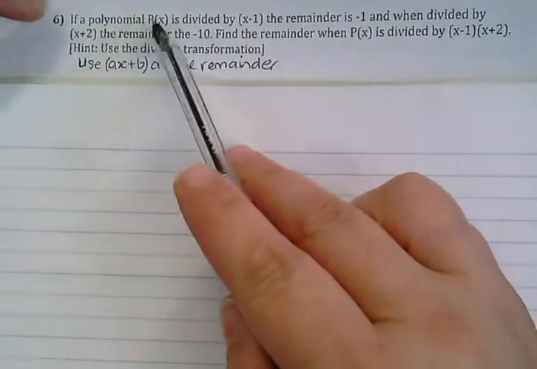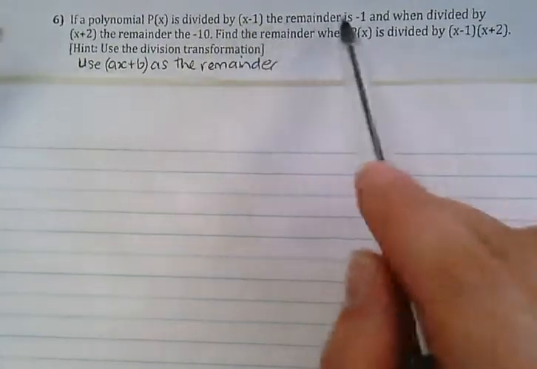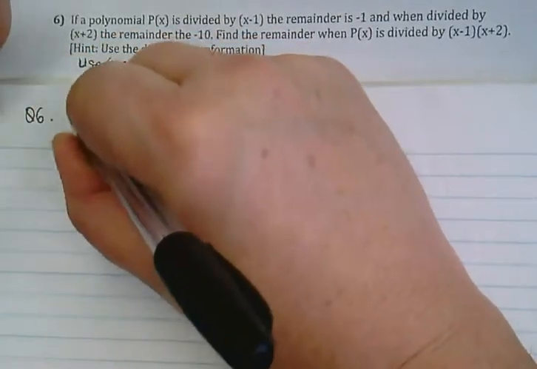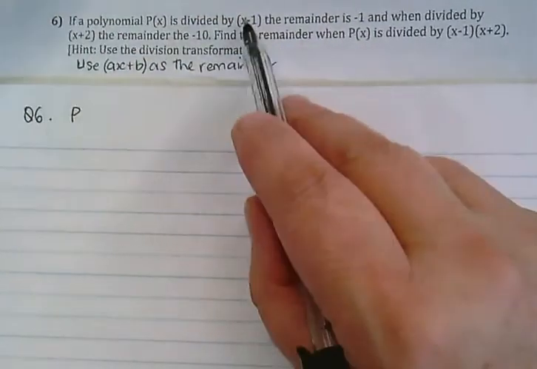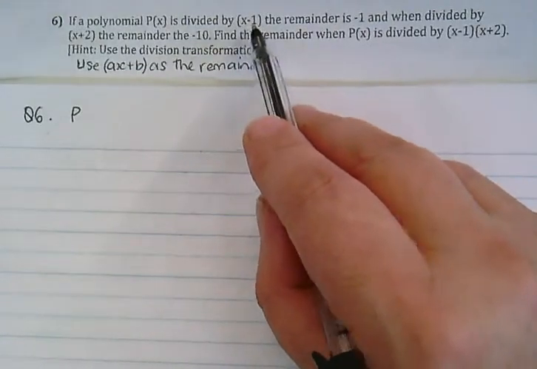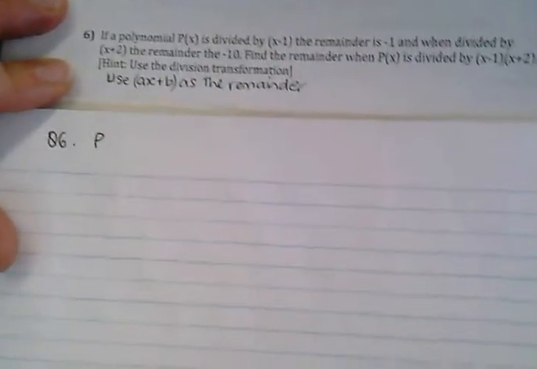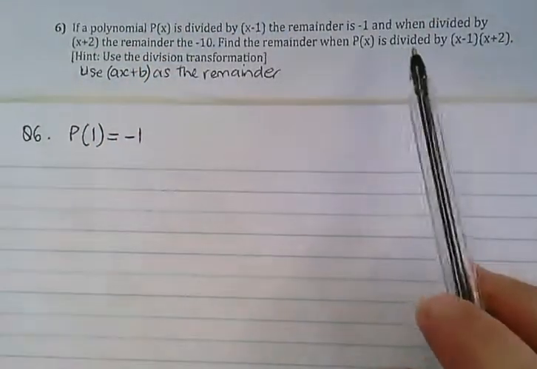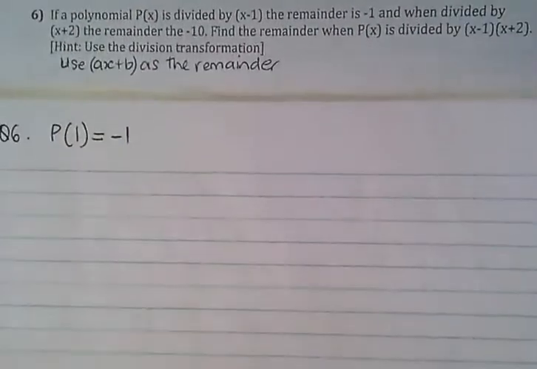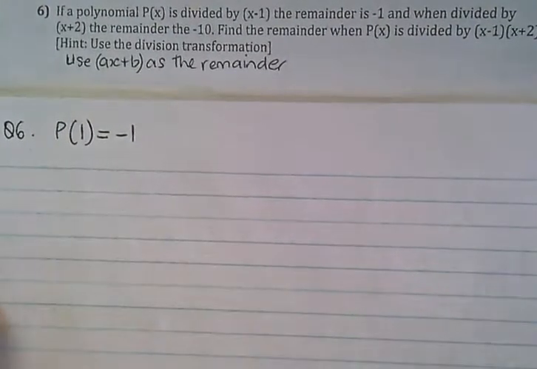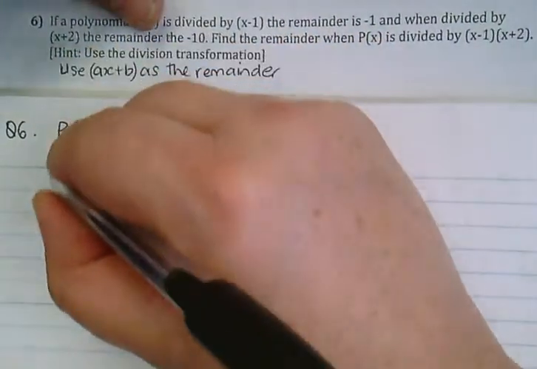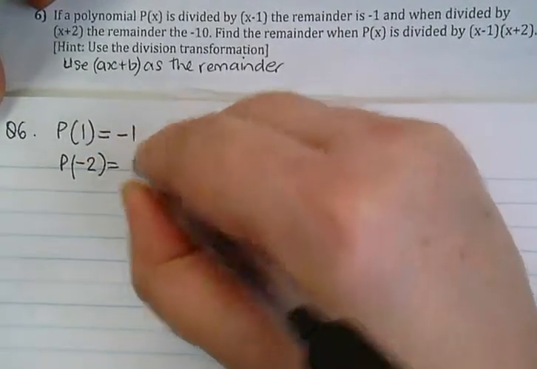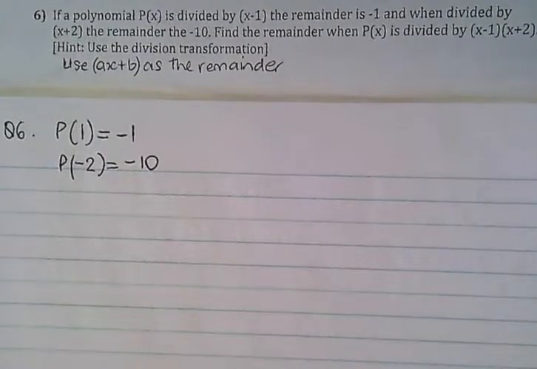Okay? All right, if a polynomial P of x is divided by x minus 1, the remainder is negative 1. So from that, we can write P of what is negative 1? If you're dividing by x minus 1, what do you substitute? 1. So I know that P of 1 is negative 1. Now the thing is we don't know what the polynomial is, but if you divide that same polynomial by x plus 2, the remainder is negative 10. So what do we know? P of negative 2 is negative 10. So we know that so far.